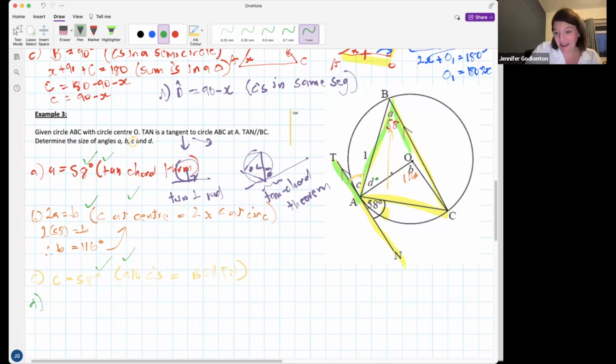Okay, I like that. I like that D is equal to 90 minus 58. What would my reason be? Ma'am, won't it be exterior angles of a triangle? It wouldn't be exterior angles of a triangle because D isn't an exterior angle. If we were looking at that whole angle, we could do an exterior angle of a triangle.